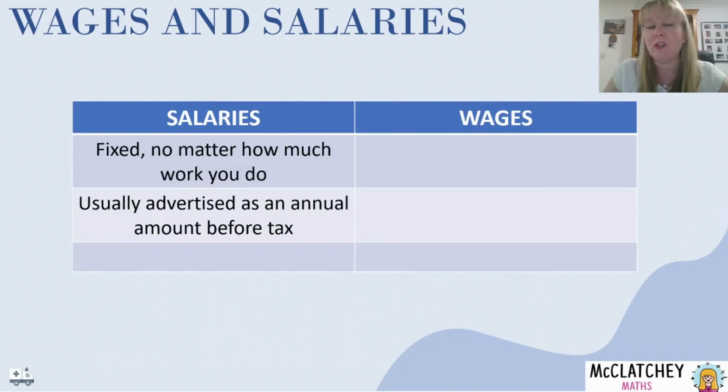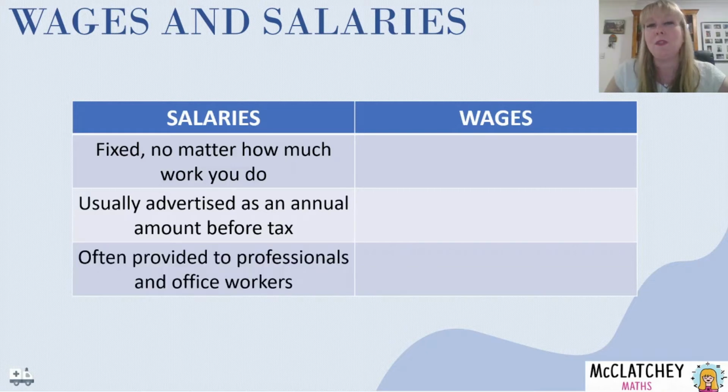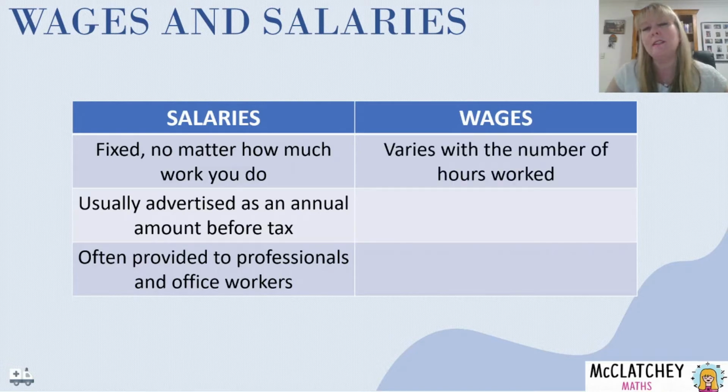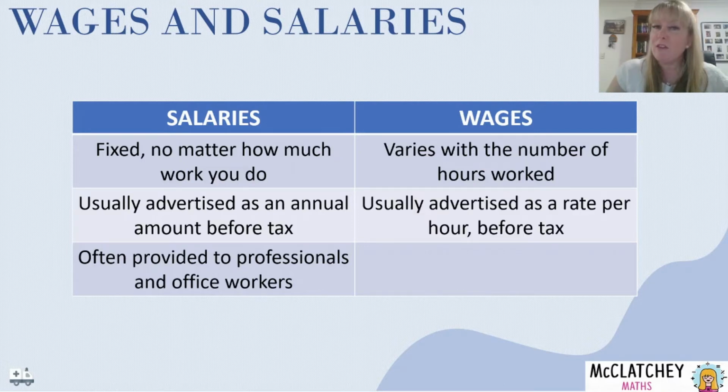Usually when salaries are advertised on a website such as seek.com or jora.com, they're advertised giving you an annual amount, meaning amount per year, and that's given to you before tax. Also, salaries typically are provided to professional style jobs, such as people who work in offices or people who have a university degree. On the other hand, wages vary with the amount of hours that you work. If you work 100 hours of overtime or only 5 hours of overtime, you can vary the amount that you are paid quite a lot. It's advertised usually as a rate per hour before tax, such as $45 per hour.